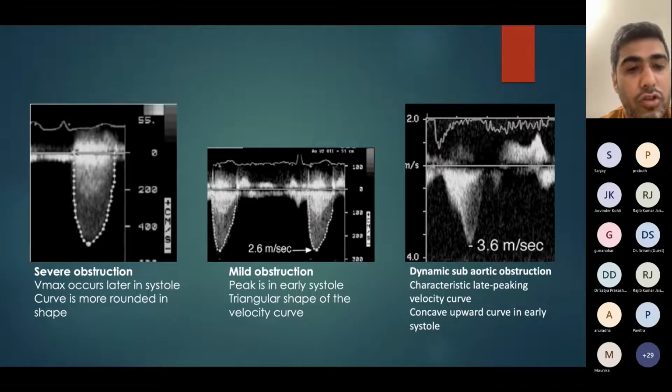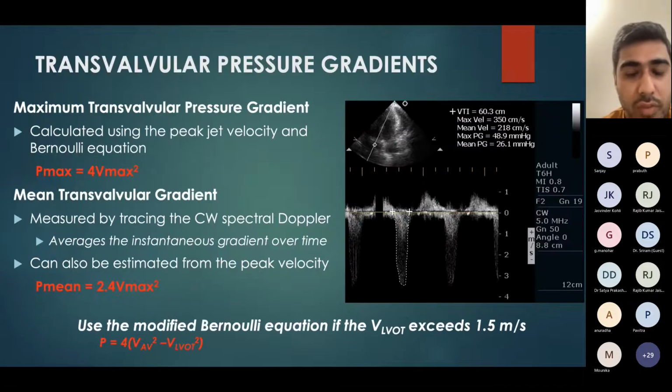The waveform morphology also gives us an idea of the severity or the type of lesion. In severe obstruction, the Vmax occurs later in systole and the curve is rounded in shape, whereas in mild obstruction, the peak is in early systole and it's a triangular shaped velocity curve. In dynamic subaortic obstructions like HOCM, it's a characteristic late peaking velocity curve with a concave upwards shape in early systole.